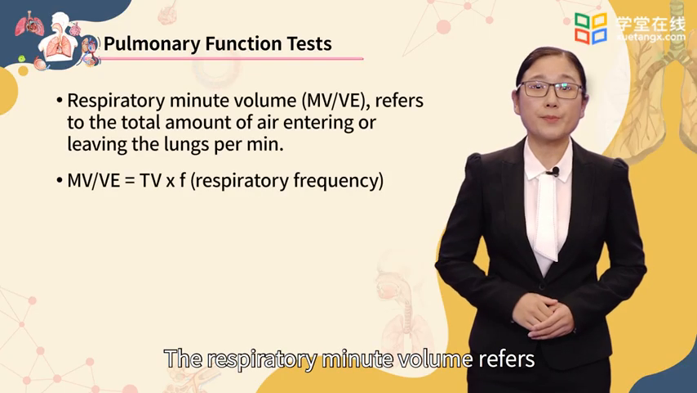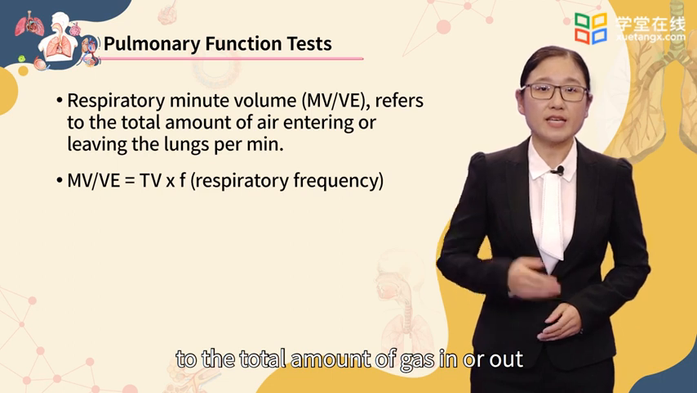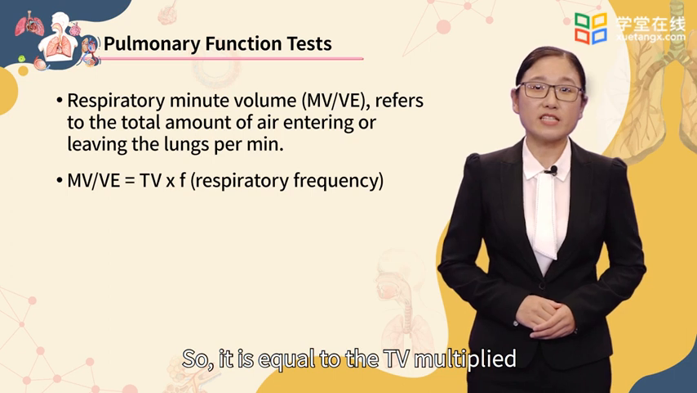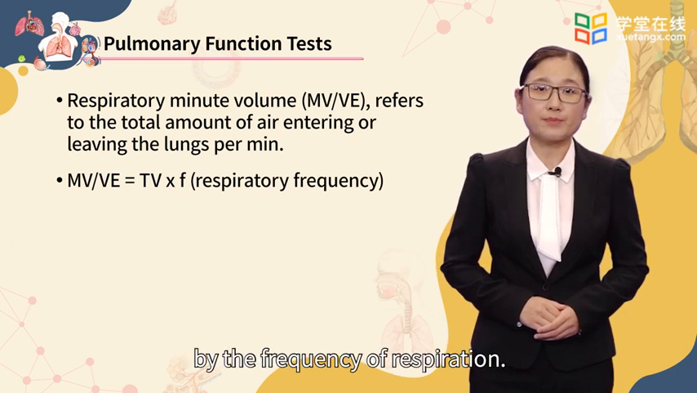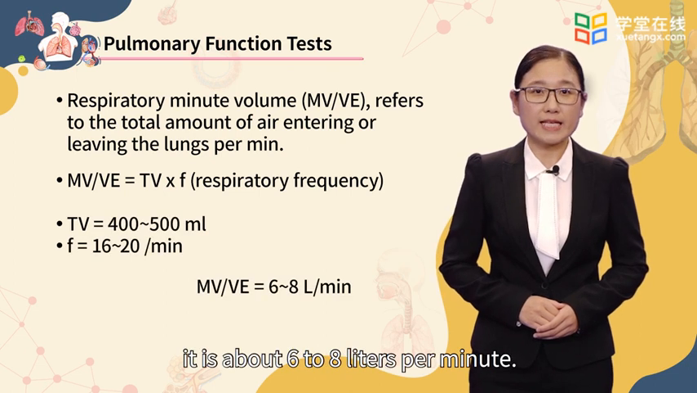The respiratory minute volume refers to the total amount of gas in and out of your lungs per minute. So it is equal to the TV multiplied by the frequency of respiration. Normally, it is about 6 to 8 liters per minute.